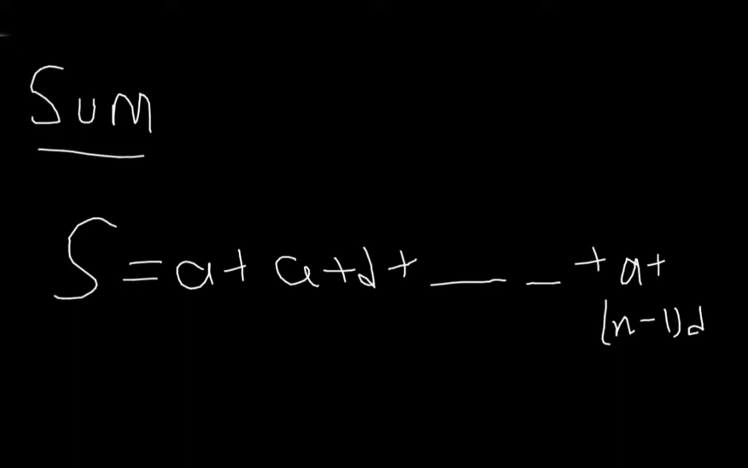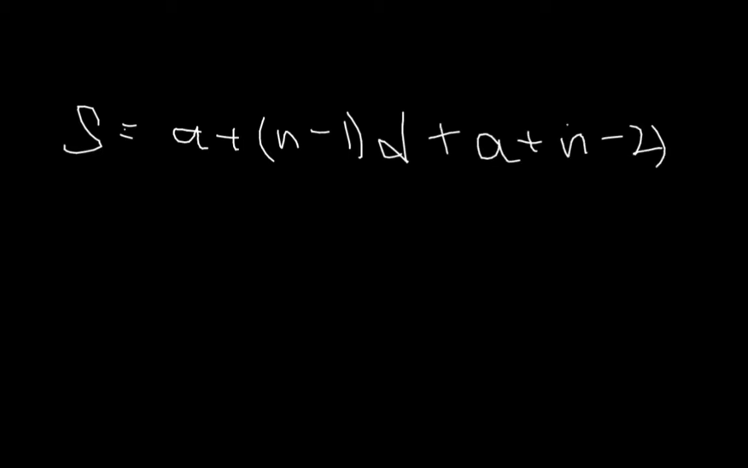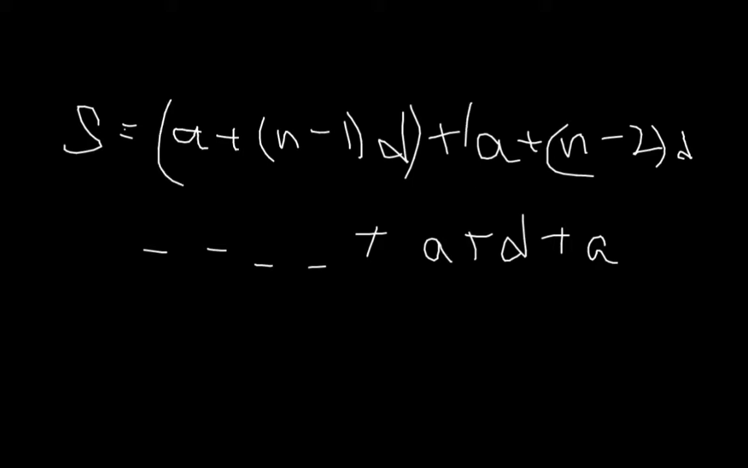Now one thing, if I write a plus b and b plus a, is there any difference? No. So I can also write the sum like this: a plus (n minus 1)d, plus a plus (n minus 2)d, because we are decreasing 1 d when going backwards, and so on till a plus d plus a. Okay, so these are the terms.